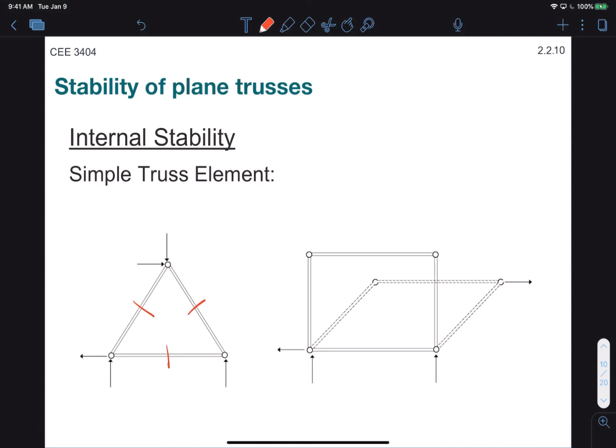member lengths. So we notice that if we apply a lateral load here, we can get it to rotate around its joints, but these member lengths will still be equal. Keep in mind this has nothing to do with the members deforming or failing in any way. It's simply a geometric reconfiguration. So we would call the triangular element an internally stable element, whereas the rectangular element is internally unstable.